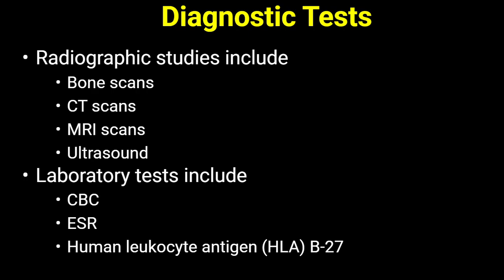CBC and ESR help identify infection and inflammation, but are not diagnostic by themselves. HLA-B27 is associated with certain autoimmune musculoskeletal disorders, but does not confirm a diagnosis on its own. Understanding why each test is ordered will help you anticipate nursing care, educate families, and recognize how the results contribute to the child's overall diagnosis and treatment plan.